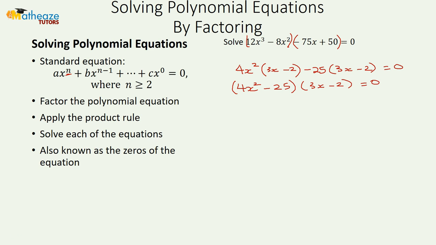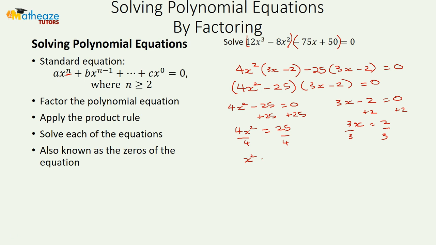So now we apply the product rule. So 4x squared minus 25 equal to 0, or 3x minus 2 equal to 0. So we add 25 here, we add 2 here. So 4x squared equal to 25. Divide this by 4. This here, 3x equal to 2. So we divide by 3.